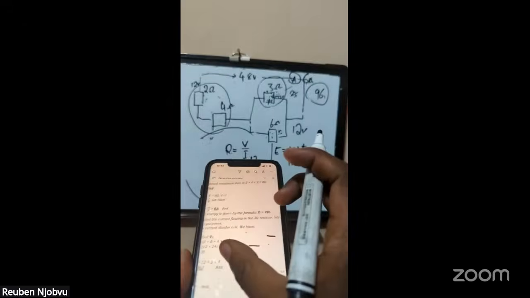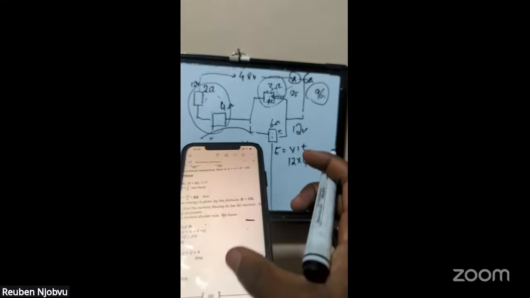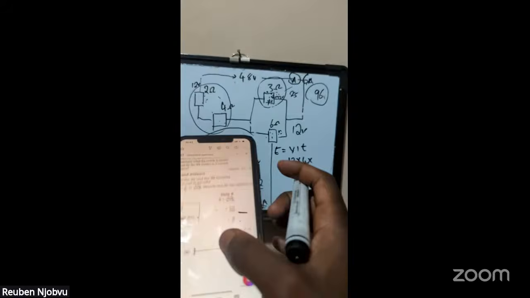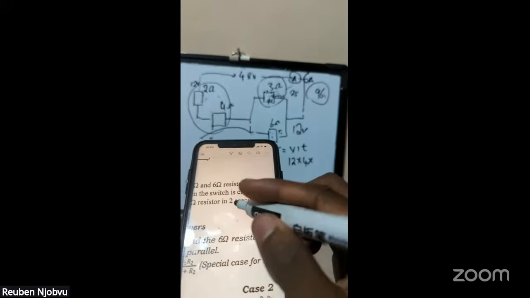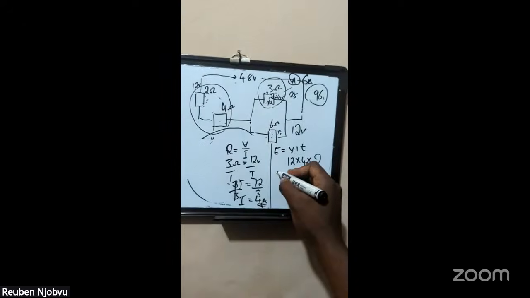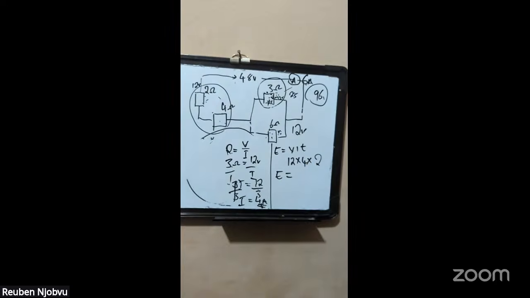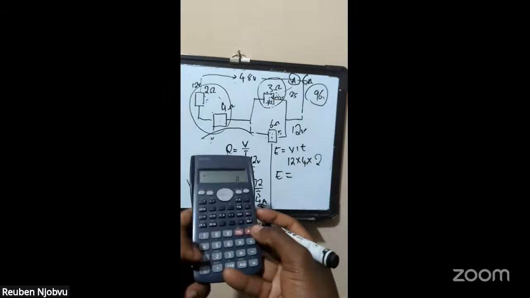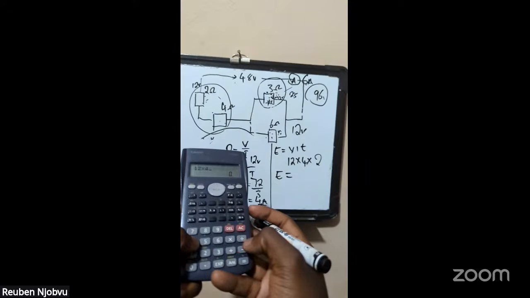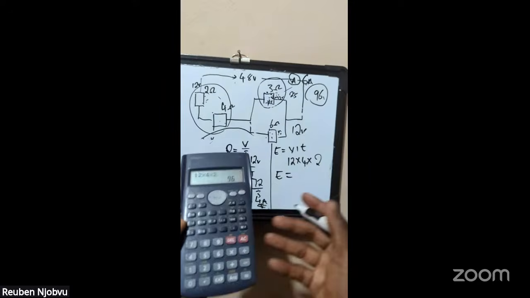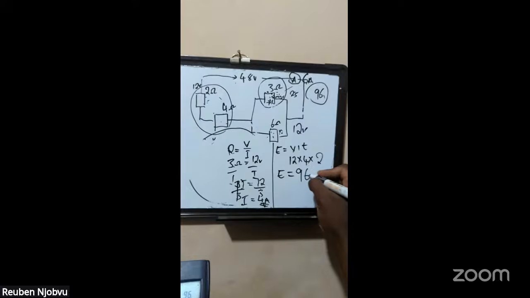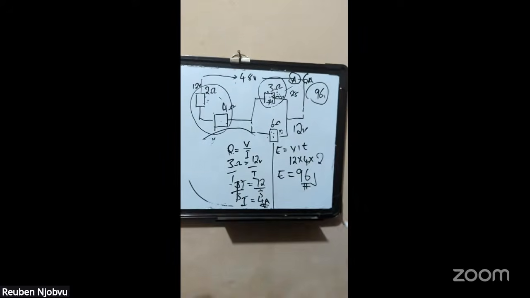The question said in 2 seconds here. So we have 2. So energy is equal to, you get your calculator, you say 12 times 4 times 2. Your answer is 96 joules. That's how you find your energy.